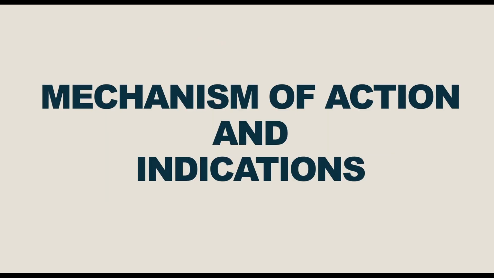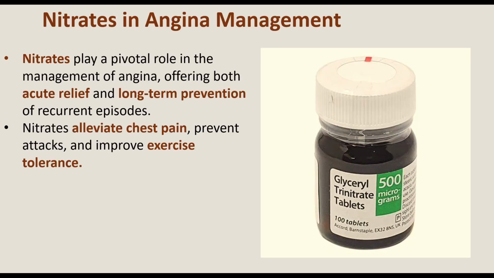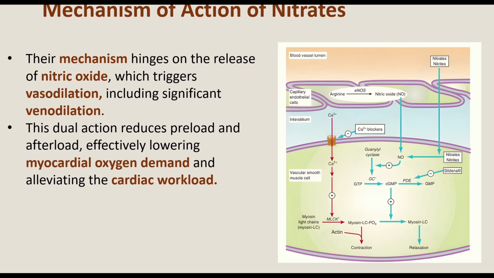Let's now look at the mechanisms of action and indications for antianginal medications. We will start with nitrates. Nitrates play a pivotal role in the management of angina, offering both acute relief and long-term prevention of recurrent episodes. They alleviate chest pain, prevent attacks, and improve exercise tolerance. Their mechanism hinges on the release of nitric oxide, which triggers vasodilation, including significant venodilation. This dual action reduces preload and afterload, effectively lowering myocardial oxygen demand and alleviating the cardiac workload.